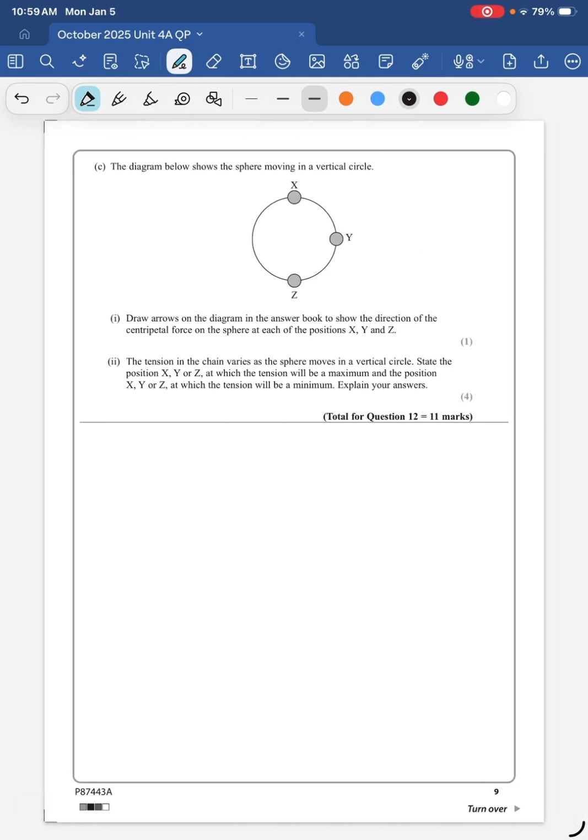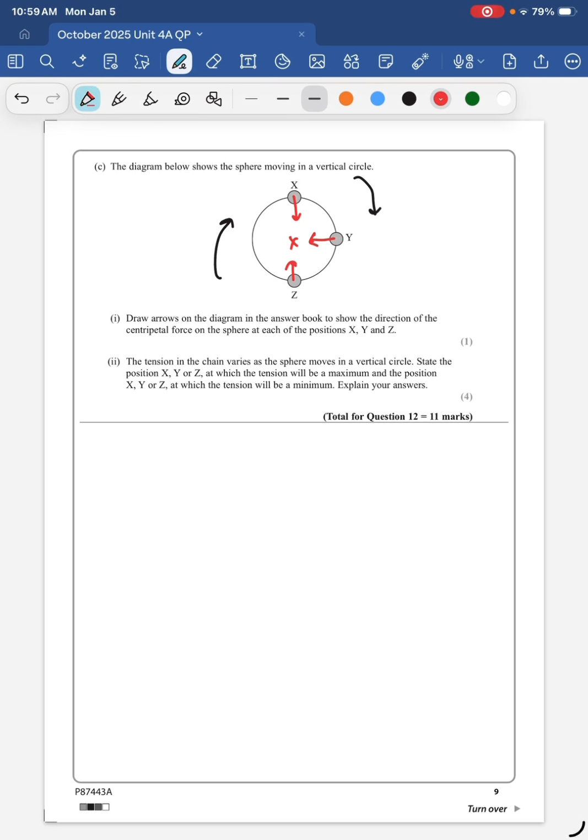now we have to go to part C. The diagram below shows the sphere moving in a vertical circle. Okay, so in this direction, I guess. Okay, draw arrows on the diagram in the answer book to show the direction of the centripetal force on the sphere at each of the positions X, Y, and Z. Okay, this is simple because the centripetal force always points towards the center of the circle. Okay, so part 1 is done.